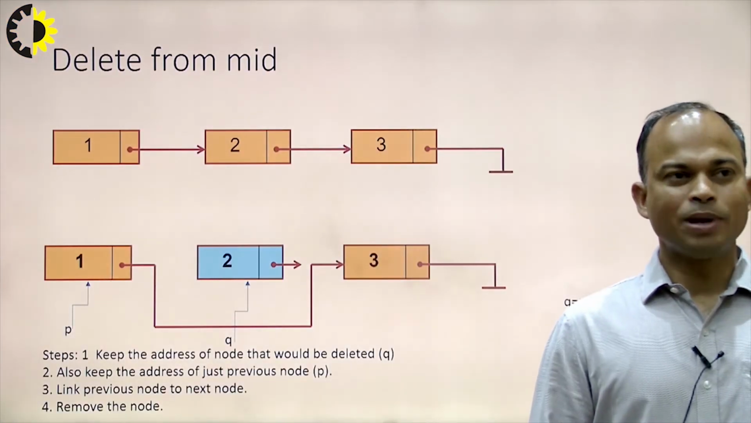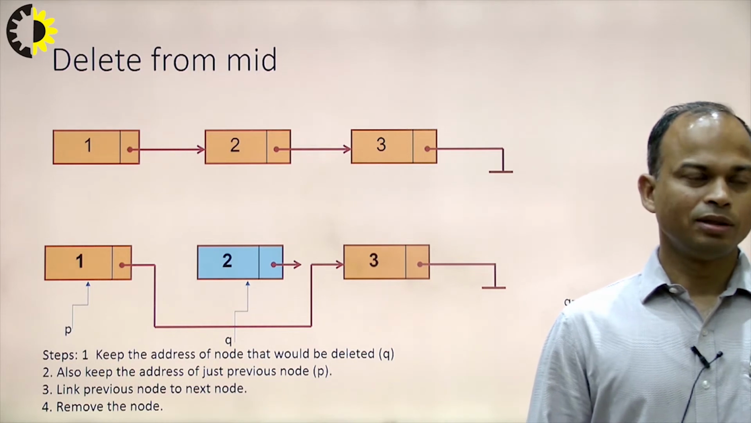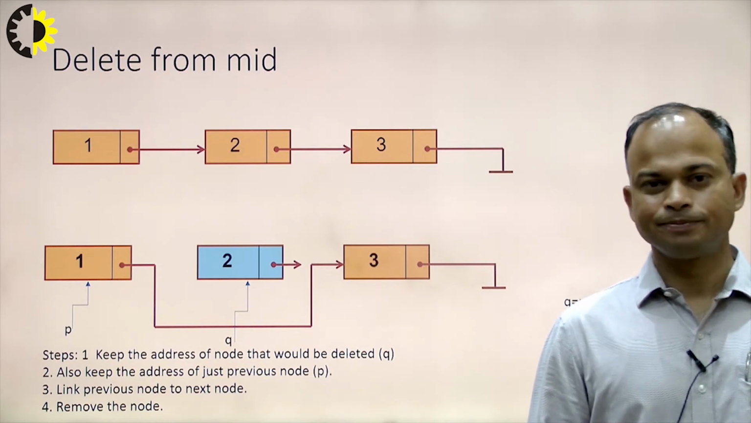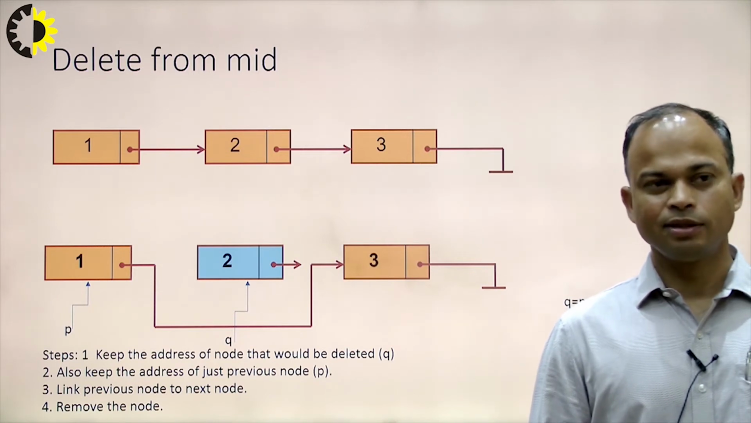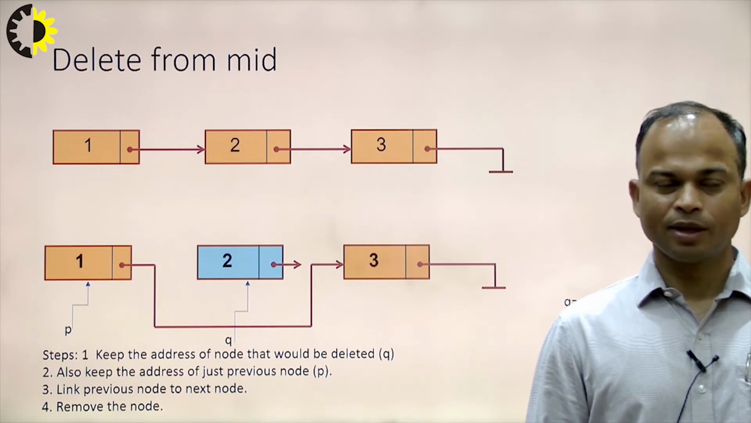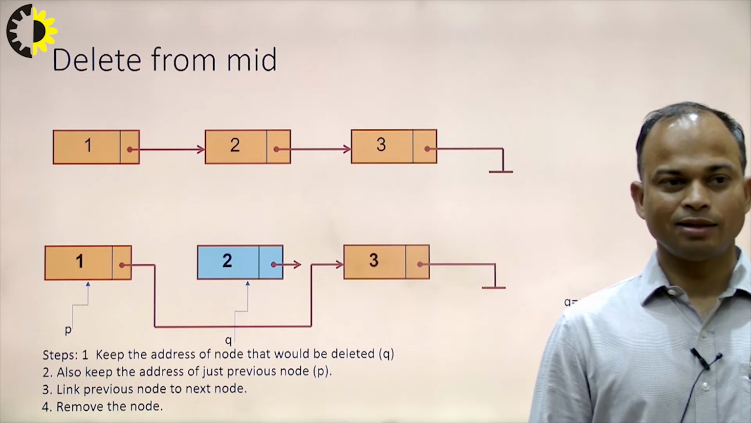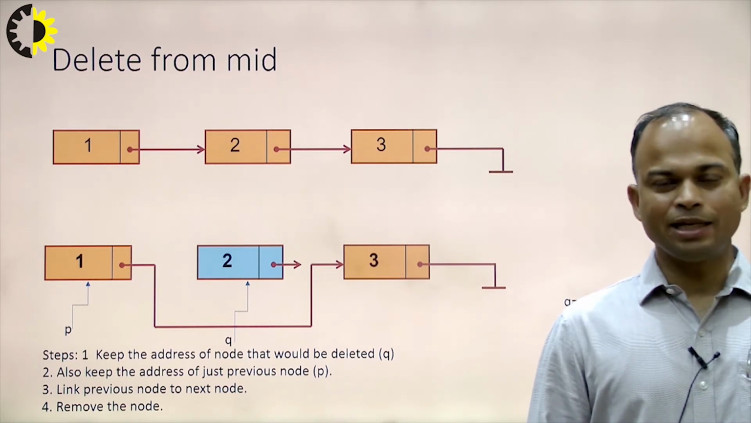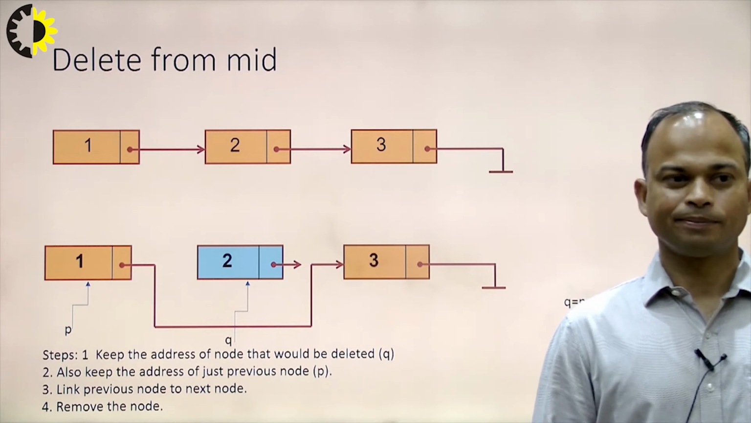And now we are discussing delete from mid, how we can delete an item from the mid. Say at the top we have a total of 3 nodes, the values are 1, 2, 3 respectively, and we want to delete the second node. Then we can delete using the free function, and further we need proper linking.